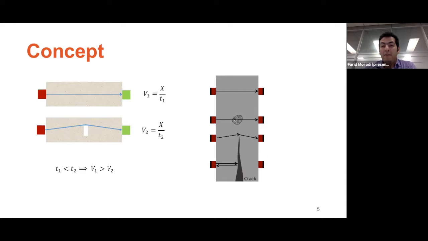Let's say we have a few examples here: transmission in sound concrete, transmission in some honeycomb condition, transmission in cracks. When you have a major crack, the transmission of the stress wave cannot happen. The stress wave can never pass a very macro crack, a huge crack, and it bounces off the crack and is reflected. This is the concept behind the transmission methods.